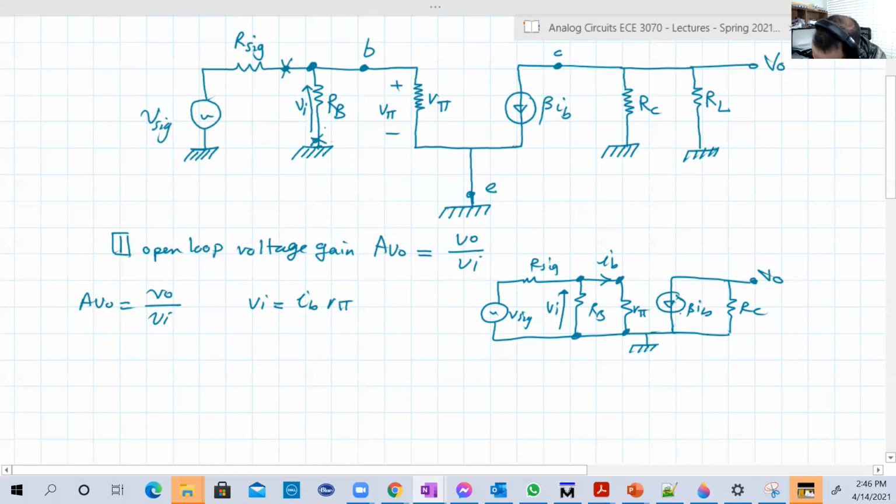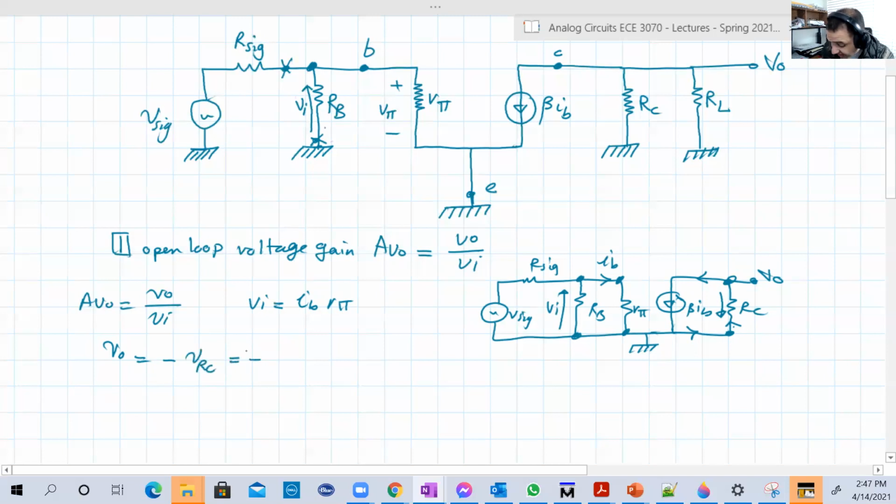VO is the voltage across RC, between this point and the ground. Look at the flow of beta IB. It's flowing like this. It can't go here because it's an open circuit, so it will continue like this and come back to that point. So the current is flowing from the ground upward, and the voltage is opposite. So VO is minus the voltage across RC.